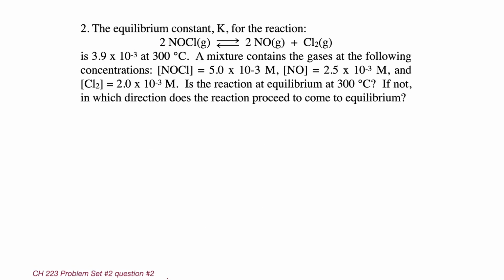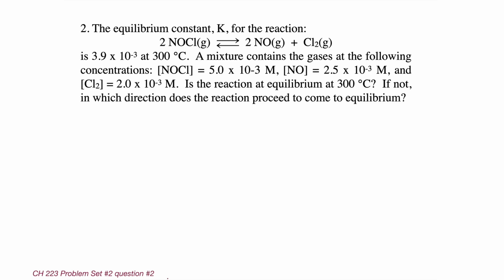The second question: the equilibrium constant K for this reaction is 3.9 times 10 to the minus 3 at 300 degrees Celsius. And we have this mixture here of these gases at the following concentrations. It says there the NOCl, the NO, and the Cl2. And it says, is the reaction at equilibrium? And if not, which direction does the reaction need to shift in order to come to equilibrium?